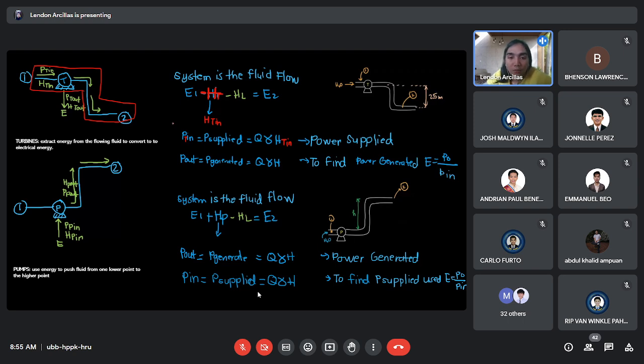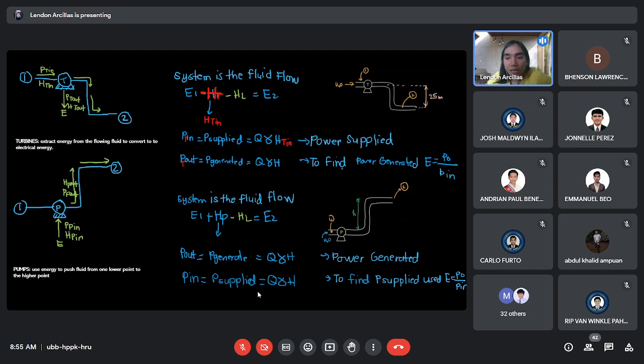Next, how do we find the power out? So ano yung power out sa turbine? Or ano yung i-convert niya? I-convert niya to electricity. Ang i-convert niya to electricity from the moving fluid energy is yung P generated, is what we call the PT out.